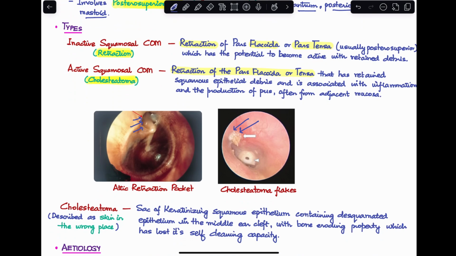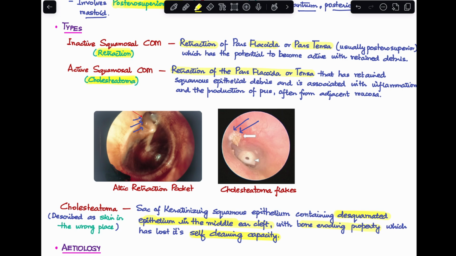And now that we are talking about cholesteatoma, I will be making a separate video about cholesteatoma, the different theories, the different types, etc. But the first thing you need to know about cholesteatoma is, what is cholesteatoma? That's a very common question that you are asked. And it is defined as a sac of keratinizing squamous epithelium containing desquamated epithelium in the middle ear cleft with bone eroding property and which has lost its self-cleaning capacity. So this is the definition of cholesteatoma.